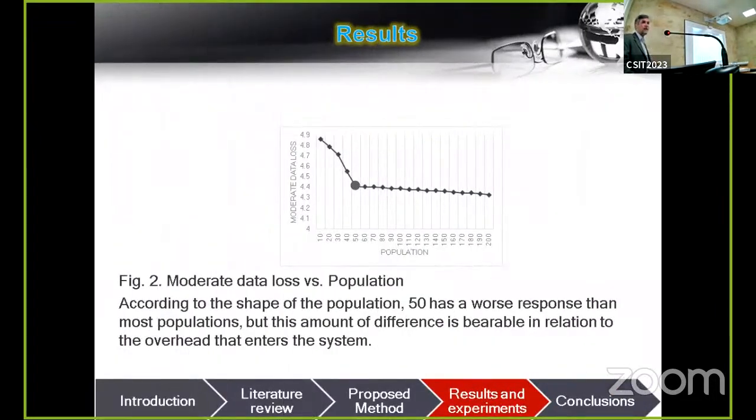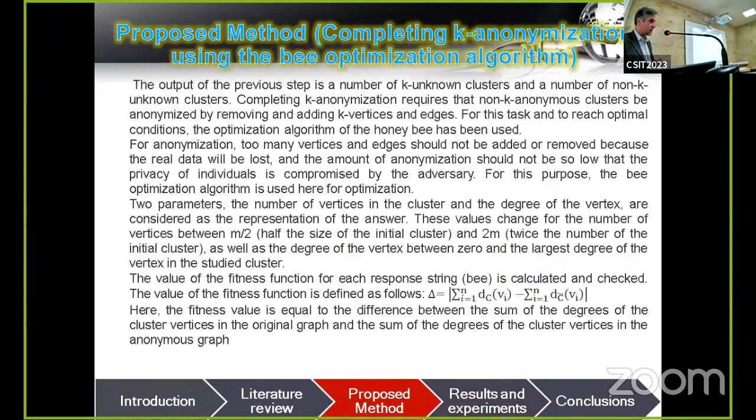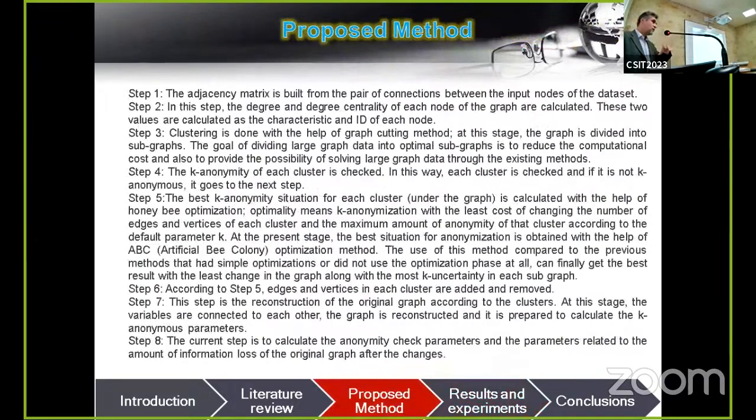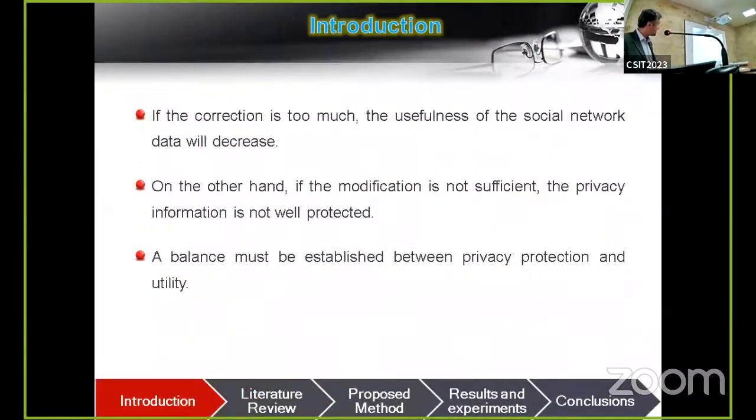Yes, the problem is that we must use evolutionary algorithms such as honeybee, balancing between usefulness and anonymity. That is the main idea we go toward using the evolutionary algorithm. Here I say, if the connection is too much, the usefulness of the social network data will decrease.